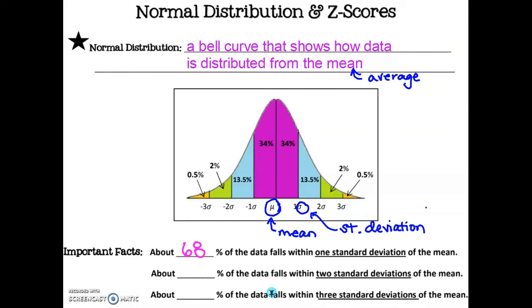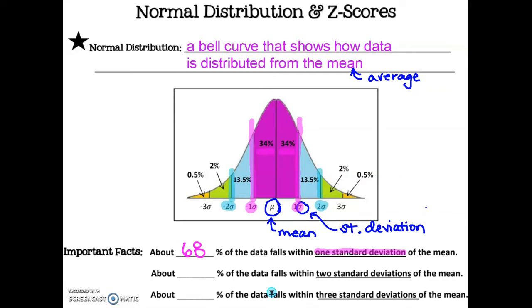How I got this was I went to my normal distribution up here and looked at the 34% and the 34%. When I add those two together, I get 68. How did I know to add these two together? Because one standard deviation's there and -1 standard deviation's there. So that's my cutoff point. That is going to be where 68% of the data falls, within one standard deviation above my mean and below my mean.